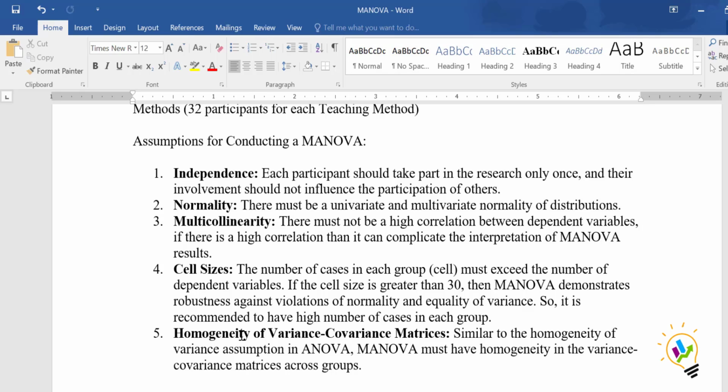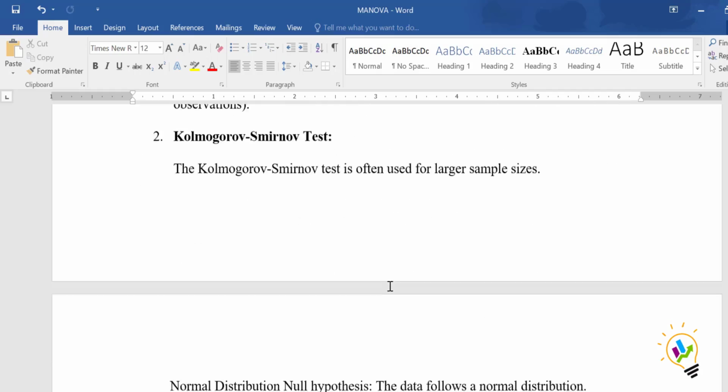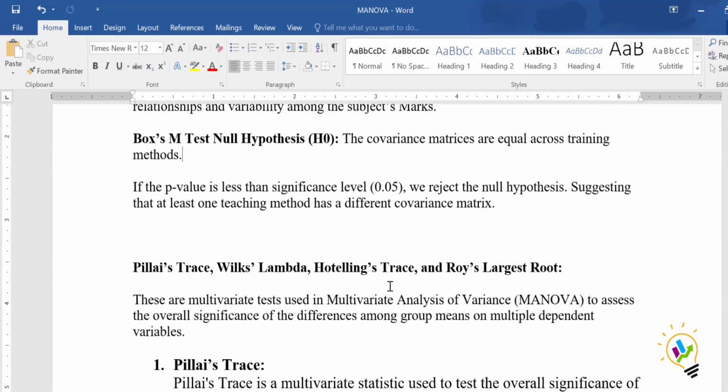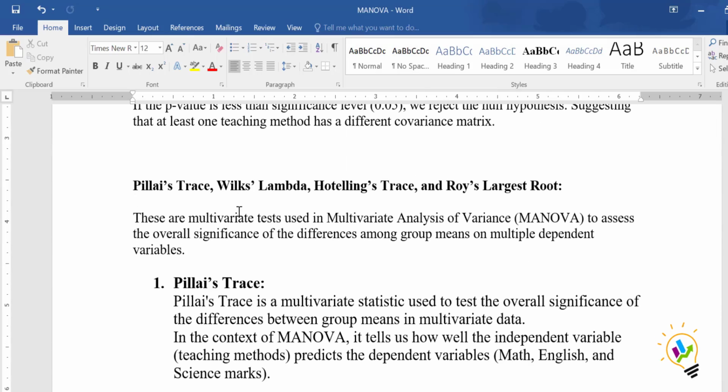Now let us go for the discussion of MANOVA. It starts with four important tests. They are Pillai's trace, Wilks' lambda, Hotelling's trace and Roy's largest root. We'll discuss each one, in which condition we are going to use which method, and how to interpret it also.